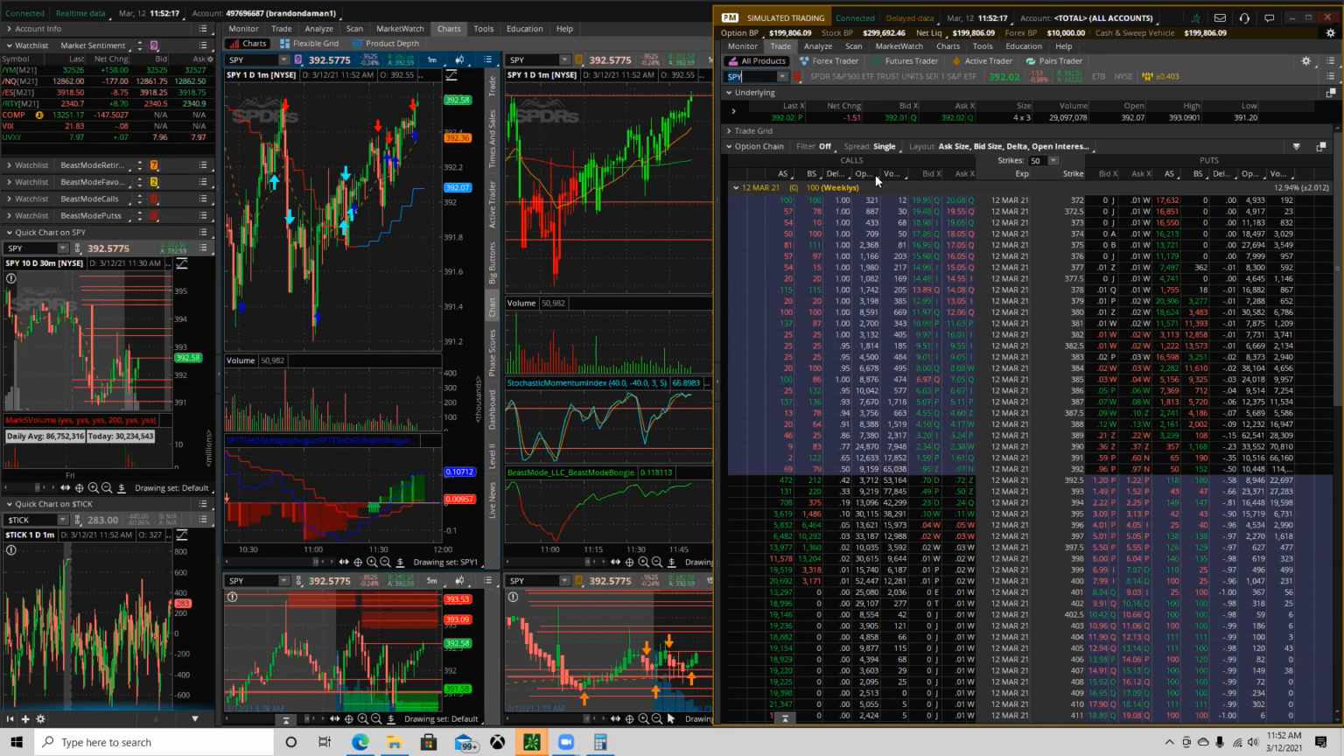So that's the real basic version of what the open interest means to me and how I view it. Then we go to the next area. We have the delta.